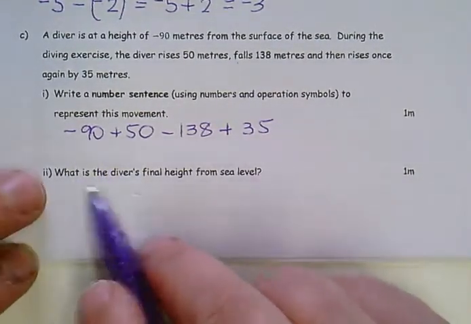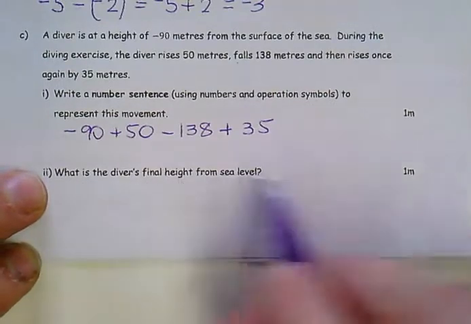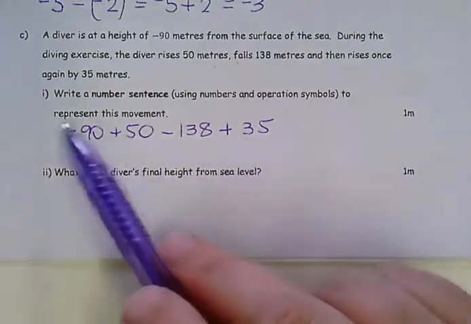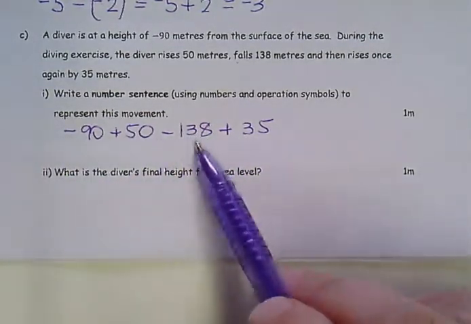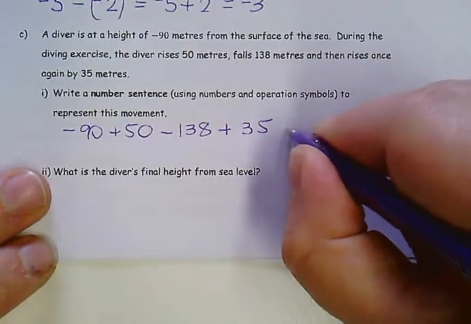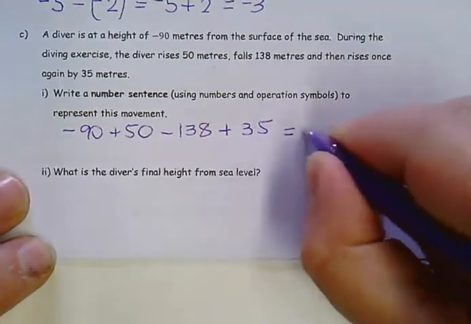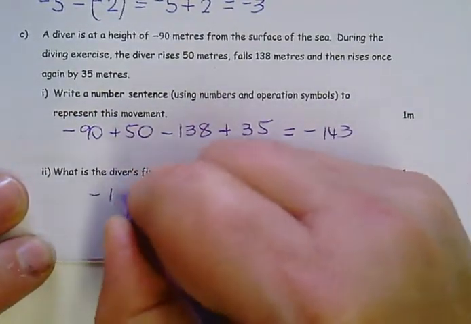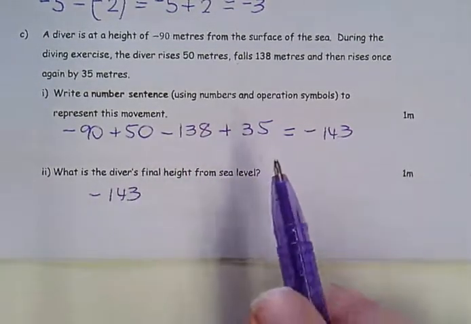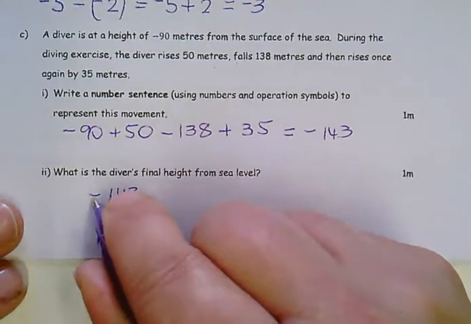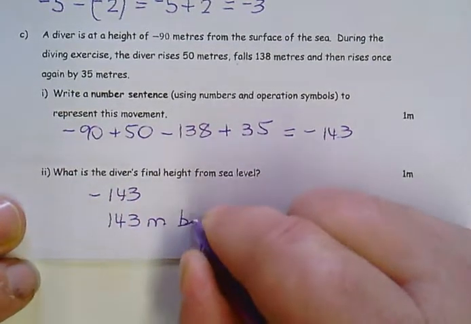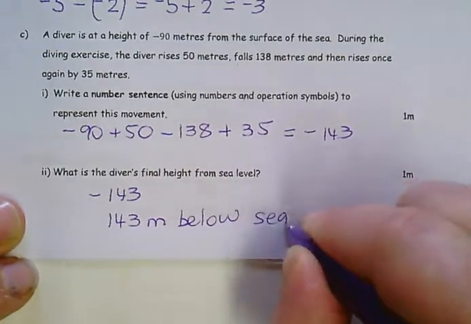So now the question is, what is the diver's final height from sea level? So you'll just do this all on your calculator. -90 plus 50, take away 138 plus 35, all on your calculator. And when we evaluate this, we get -143. So my answer is -143. But the question says, what is the diver's height from sea level? The negative means we are below sea level, so we are 143 meters below sea level.